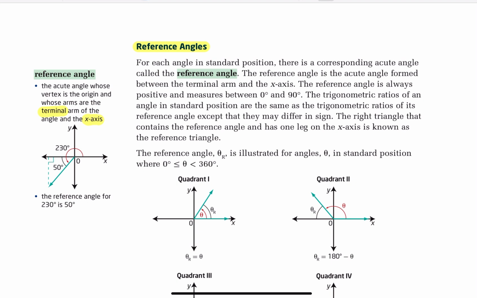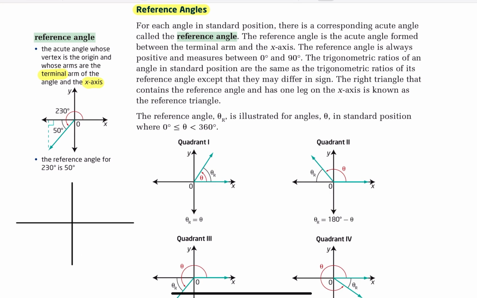For example, I have a pair like this. This is my x and this is my y. If I say that my angle is this, so this is my angle. It starts from the x-axis and goes all the way until it touches my terminal arm. So this is my theta.